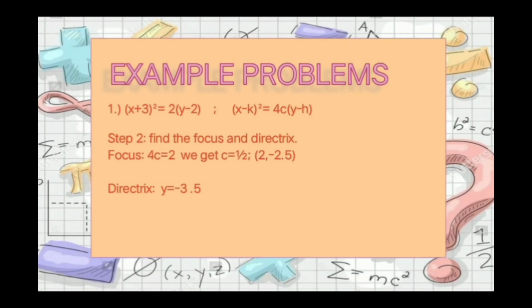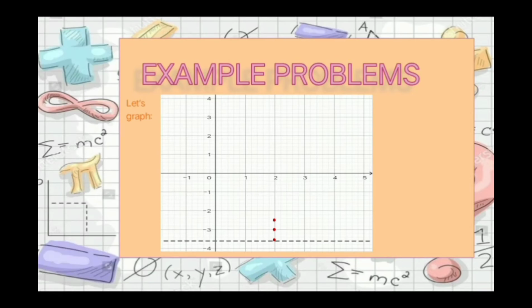Step 2. Find the focus and directrix. Remember, c is the distance from focus to vertex. To get the focus, find the c first. We have 4c equals 2. Divide both sides by 4 and we get 2 over 4, or 1/2. Therefore, the focus is 1/2 unit above the vertex and the directrix is 1/2 unit below the vertex, perpendicular to the axis of symmetry, because the parabola opens upward. This is the illustration. The broken line here represents our directrix.